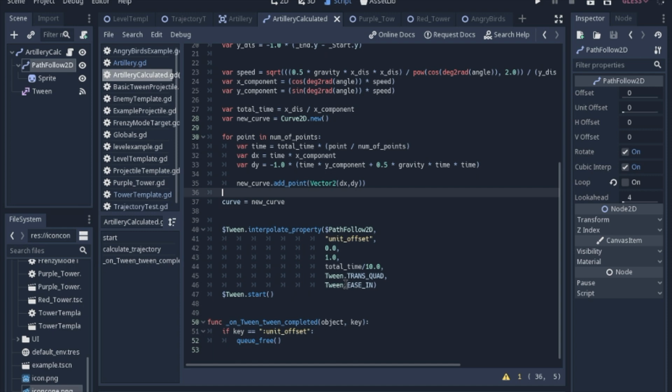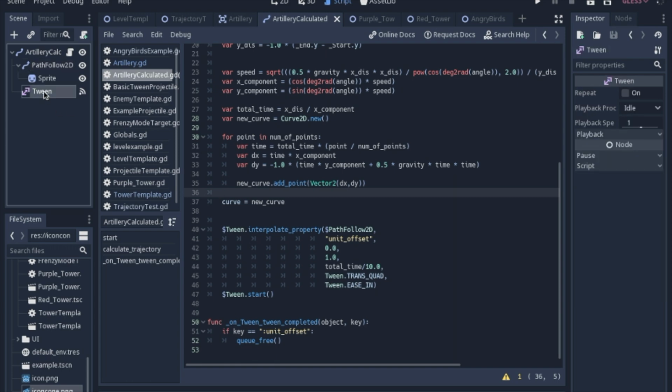Now, depending on what type of projectile you want, you might want to use ease in or ease out. Basically, ease in makes it a little bit slower when it shoots, and ease out will make it slow down a little bit before it lands. It just depends on what effect you're going for in your game. And don't forget to start your tween, otherwise it will not do anything.